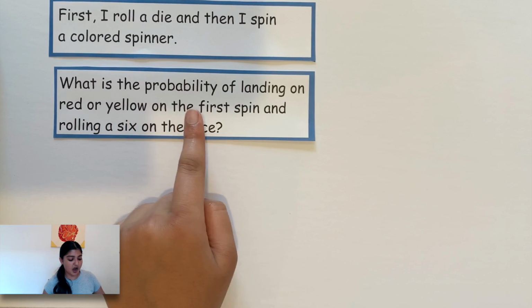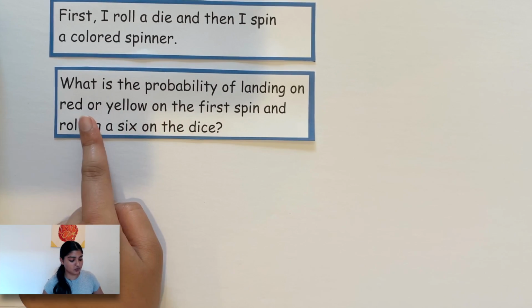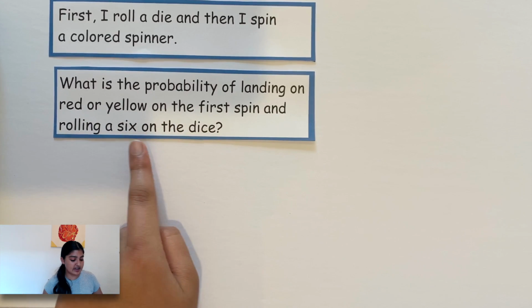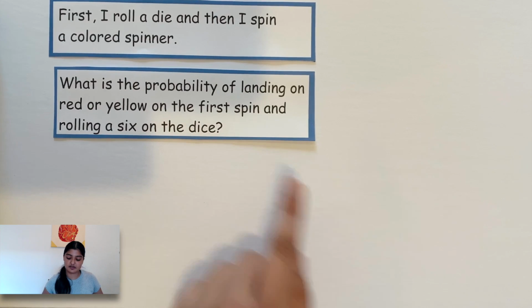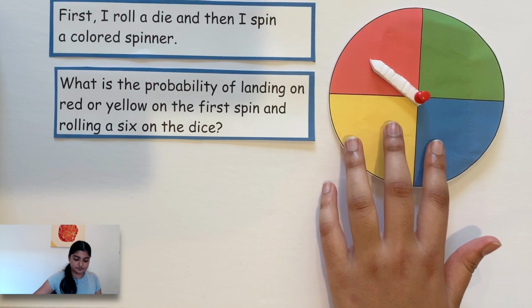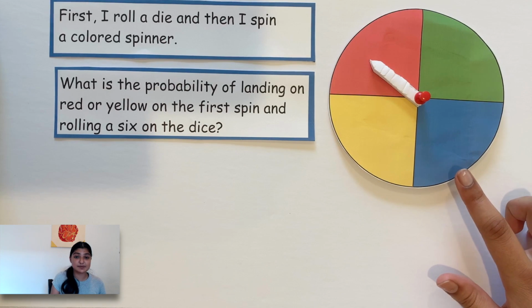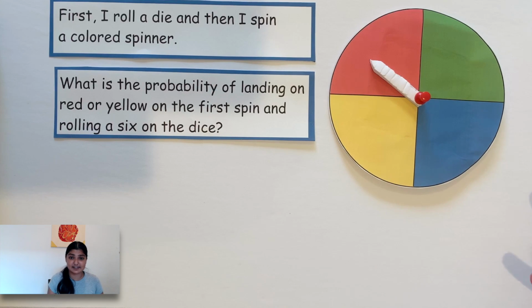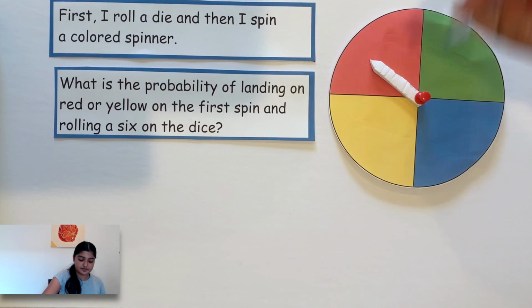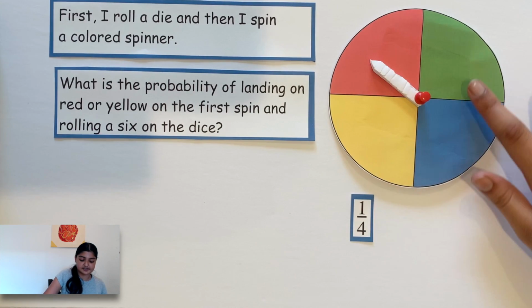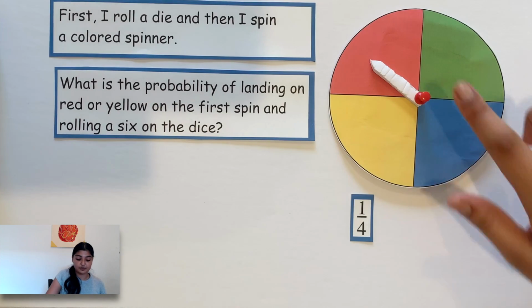Finally, let's look at a last question involving complex probability. What is the probability of landing on red or yellow on the first spin and rolling a 6 on the dice? Let's start with our spinner. Suppose we spin our spinner and it lands on red. What's the probability of it landing on red? There's 1 red section out of a total of 4 sections. So we know that the probability would be 1/4.